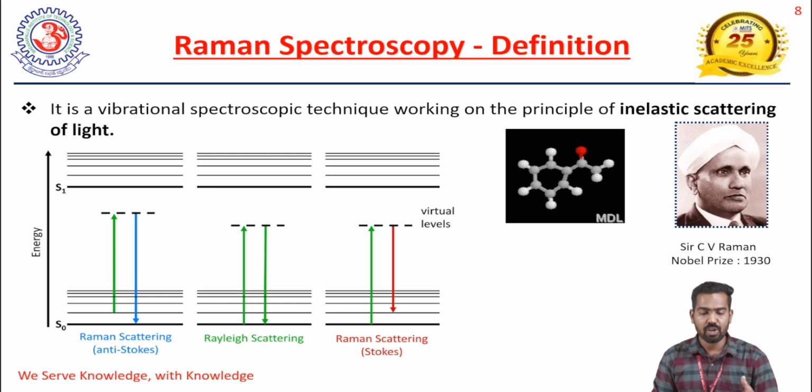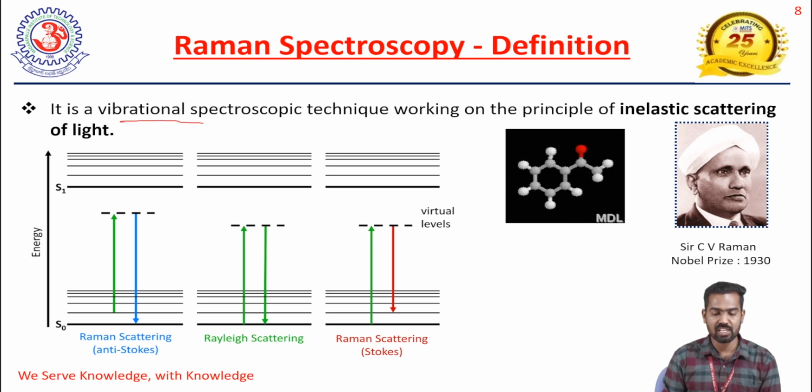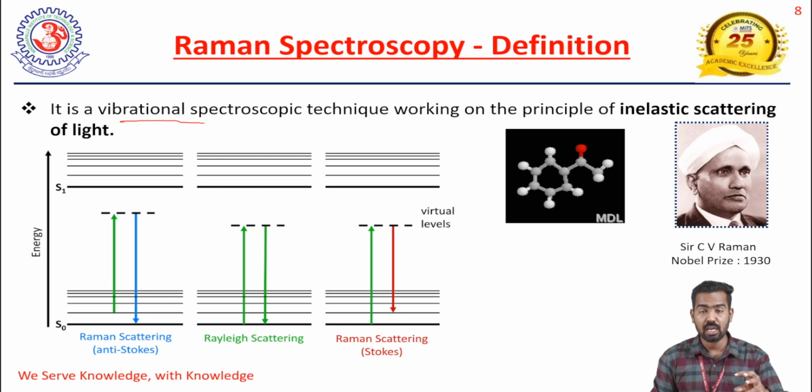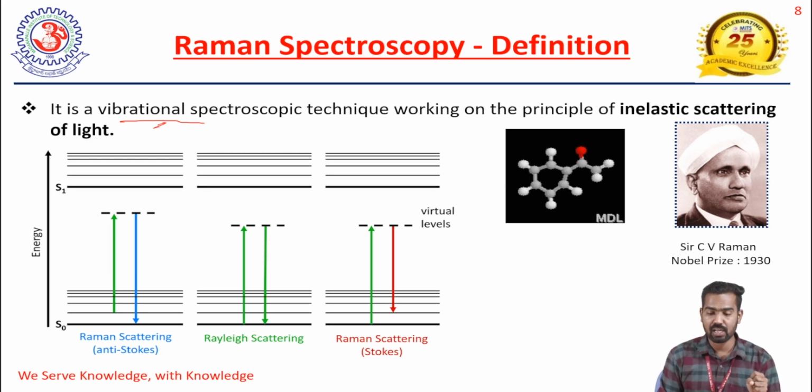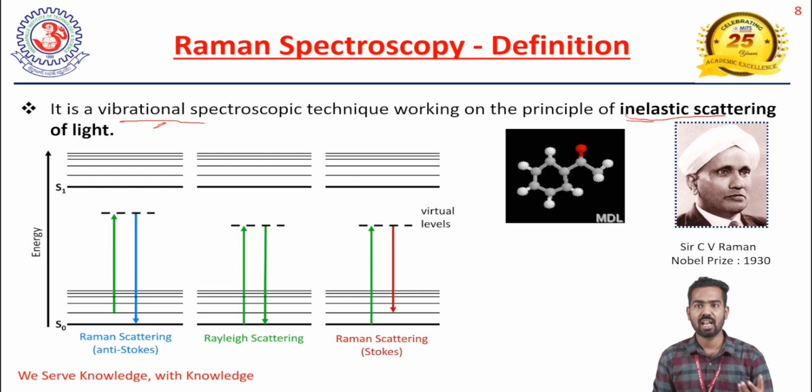Now we are moving to another part, that is Raman spectroscopy. Here you can see that Raman spectroscopy is a vibrational spectroscopy, and in IR spectroscopy you can also see the vibrational change. But instead of absorption, here we are considering scattering of light. Scattering. Here they have correctly mentioned inelastic scattering, inelastic scattering of light.